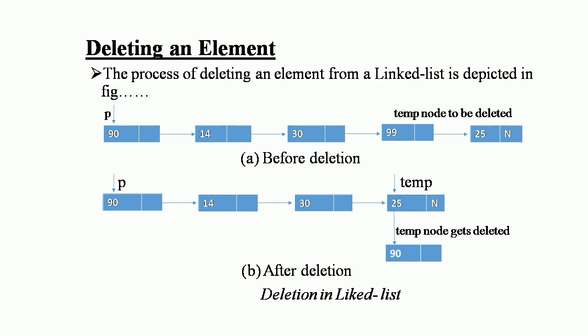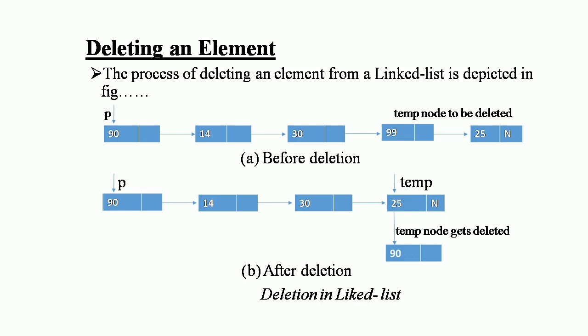Okay, then go to the second diagram, which is the after deletion. Similarly, the first node is the same, there are no changes on that one. Its connection to 14 has no changes. Similarly, that is connected to 30, and here also there are no changes. Then go to the next one.